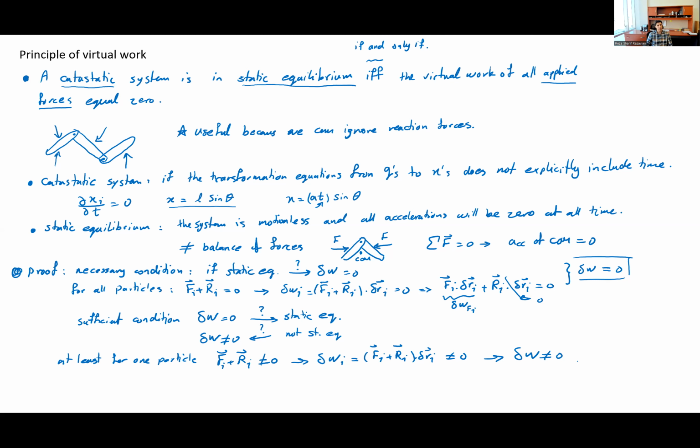You had seen this before in statics, where we were talking about virtual work to calculate the forces that act on a system for the system to remain static. Now you know why this principle works.